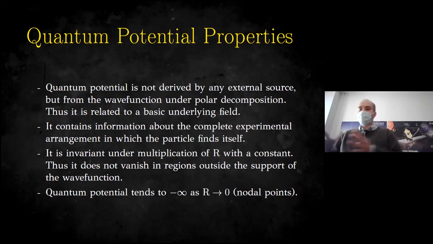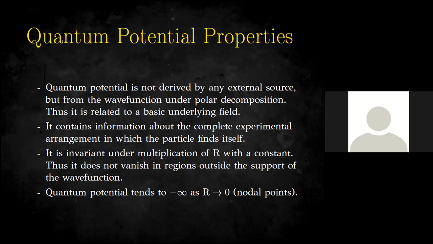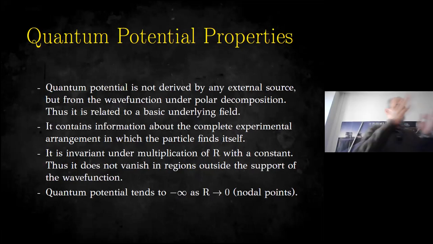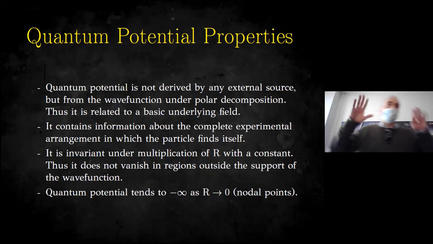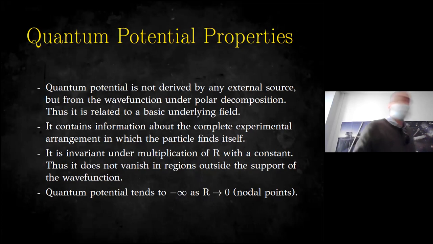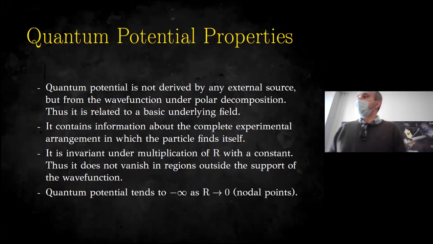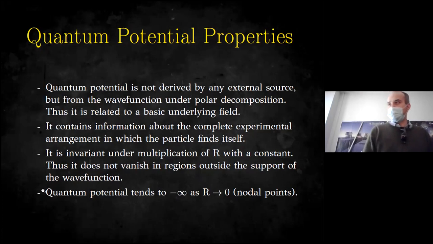So the wave function may become practically zero far away from its support. The support is the region of the configuration space where psi squared is not negligible, so we have a remarkable probability of finding the particle there. But the quantum potential covers all the universe. And finally, one very important characteristic of the quantum potential: it tends to minus infinity as R tends to zero, where we have the nodal points. This is not something new. It can be proven analytically, and we have this from our final comment here.